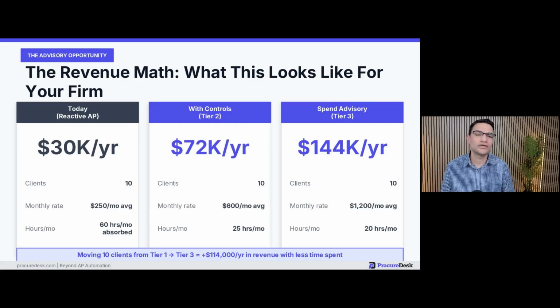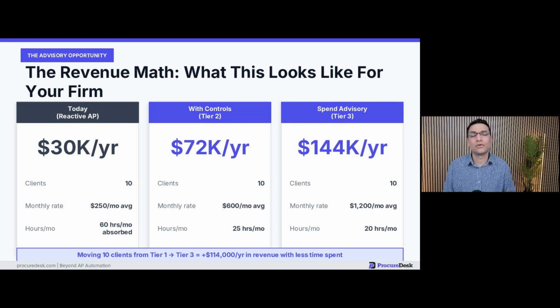Now, if you start offering tier two, you can start with, let's say, $600 per month, because you're helping them manage the process through a tool like ProcureDesk, right? You become not just the layer for managing the invoices, but you're also advising them on here's where you need to create a PO, here's how to do it. So setting up a lightweight process and managing everything in the system. That is around $600 per month.